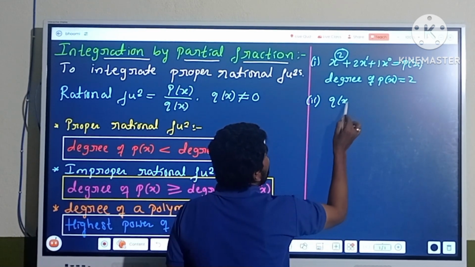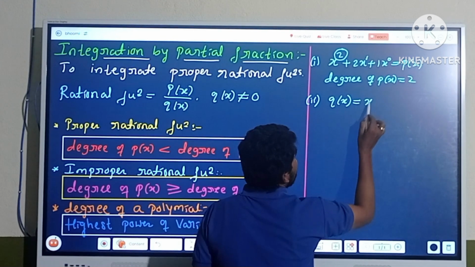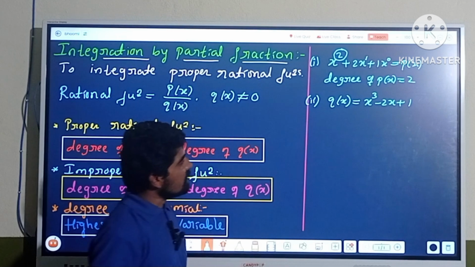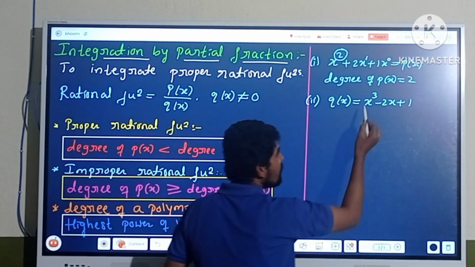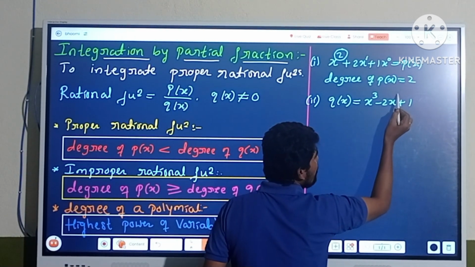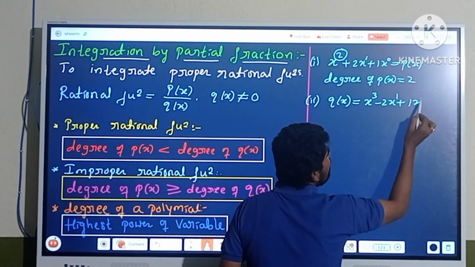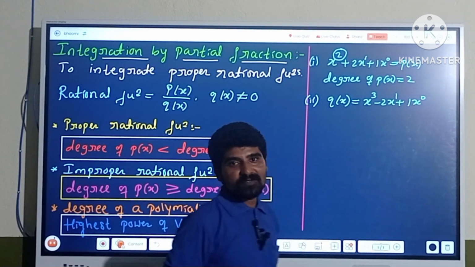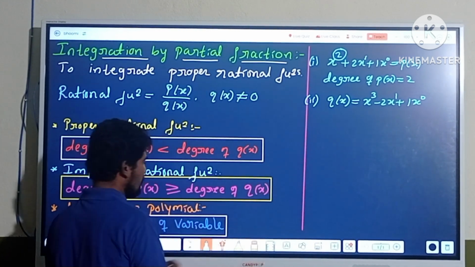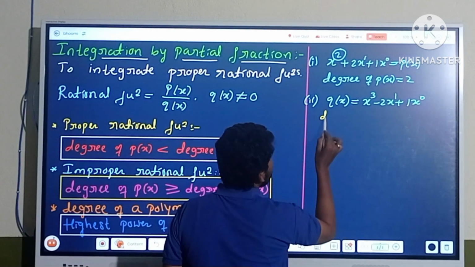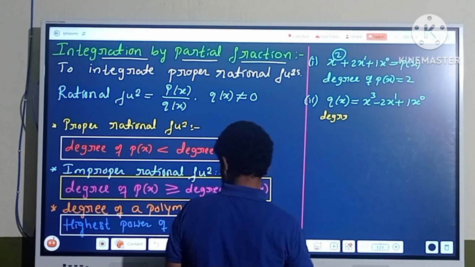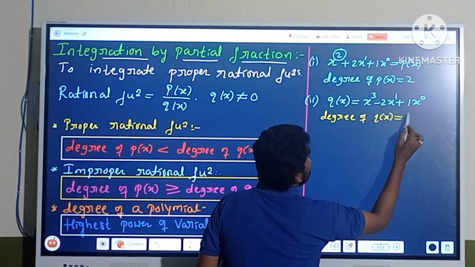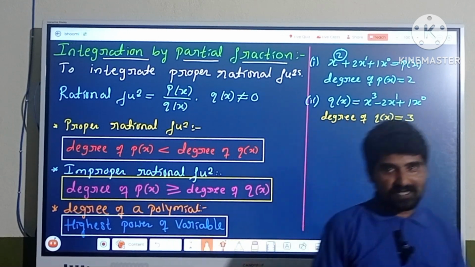Let us consider one more example. Suppose qx is another polynomial, given by x cube minus 2x plus 1. Here also there are three terms. In the first term, the power of the variable is 3. In the second term, it is 1. And in the third term, it is 0. Among these three quantities, 3 is the highest value. Therefore, the degree of the polynomial qx is 3. I hope all of you understood the degree of the polynomial.